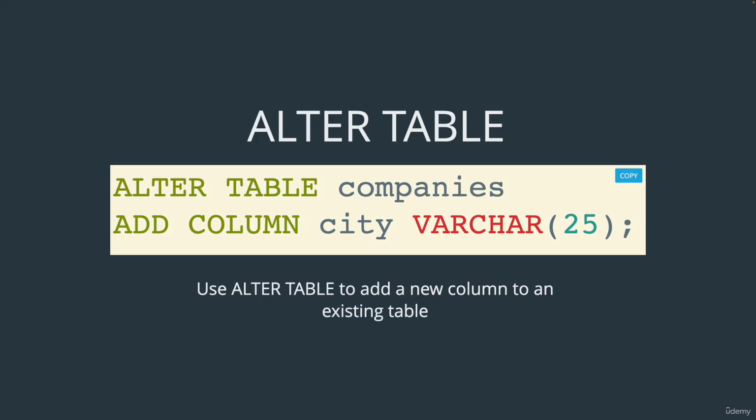So next up, we're going to learn about the alter table statement, which helps us change tables. The thing is, there's a lot of ways to change a table. We can add columns to a table. We can remove columns from a table. We can rename columns. We can change the data type of a column. We can add constraints, remove constraints.